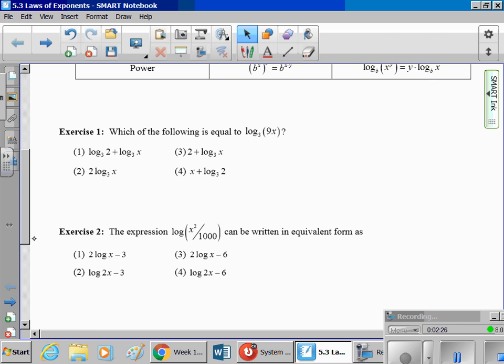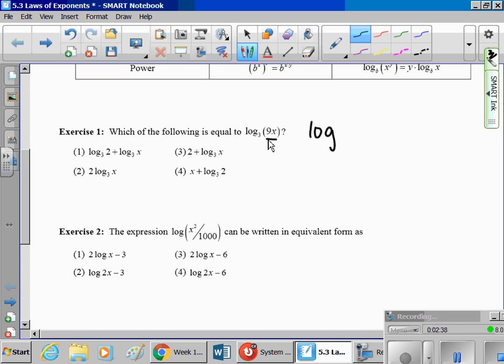Exercise 1. Which of the following is equal to log base 3 of 9x? So we're going to do some applying of our laws. So this is multiplication, 9 times x. So this is going to be equal to log base 3 of 9 plus log base 3 of x. And this one here we can simplify because I'm going to remind you what this means. This means 3 to what power is equal to 9. So this is going to be 2 plus log base 3 of x, which is right here.